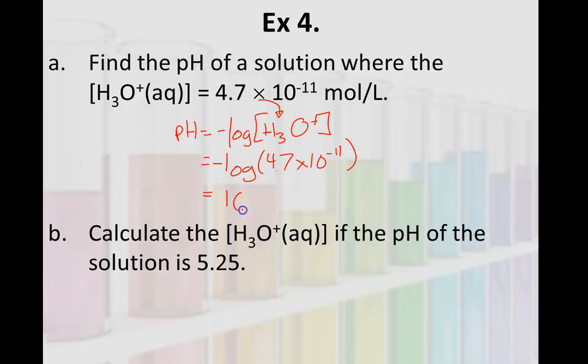Gives me 10.3279. Now, when I'm reporting my pH here, I need to make sure that I'm doing the proper SIGDIG rule. SIGDIG rules would be after the decimal, so there are 2 in total here, so I need to put 2 numbers after the decimal, so this would be 10.33 as a pH.